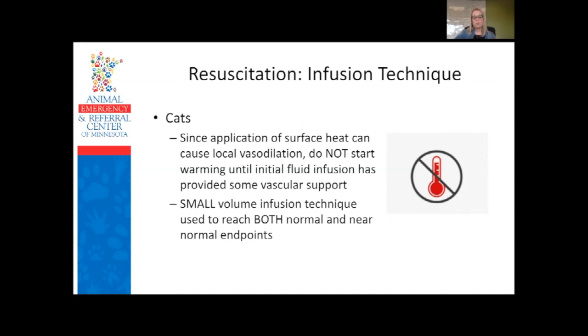So typically the rule of thumb is, don't start your active warming until you've also started some initial fluid infusions to help provide some of that vascular support. So you have to be a little bit cautious with that as well in cats. So again, the main point in cats, best to use small volume infusion techniques, whether you're reaching for normal or near normal endpoints, and be cautious with when you're applying heat in these little guys.